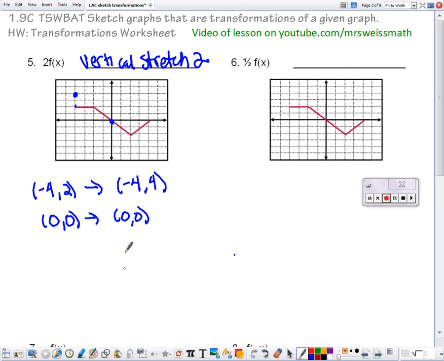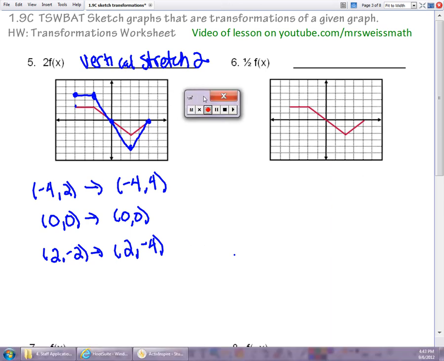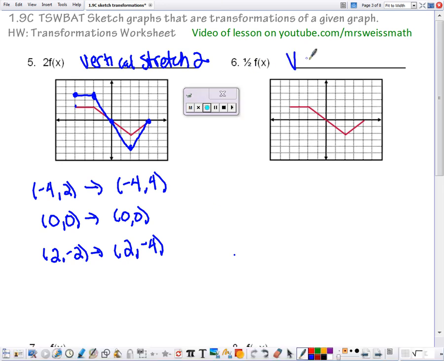This one matches up there. Then I'll take this corner down here and multiply the y-coordinate by 2. And then here the y-coordinate 0 is going to stay at 0. There's our vertical stretch of 2. You don't have to do this work, but if you're not sure you're doing it right, it's a really good idea.